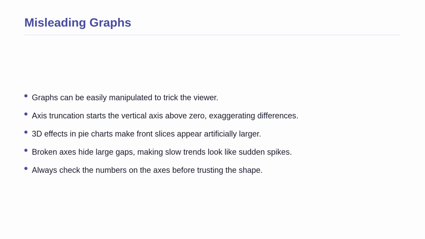Another common distortion is the use of 3D effects. When a pie chart is tilted backward, the slice closest to the front appears artificially larger than slices in the back, misleading your perspective. Finally, broken axes are sometimes used to hide large gaps in data, making a slow, gradual trend look like a sudden, dramatic spike. You must always check the numbers on the axes before trusting the shape of a graph.